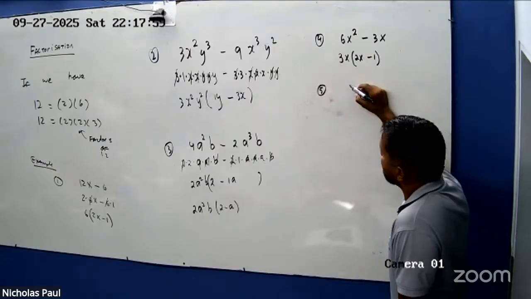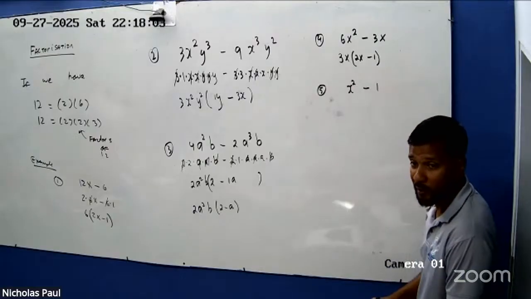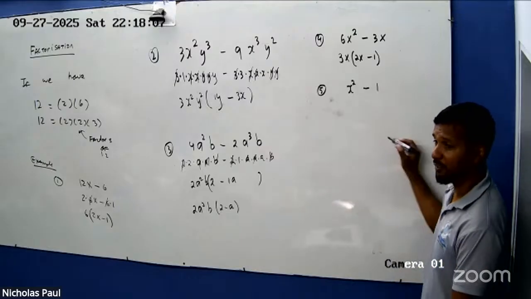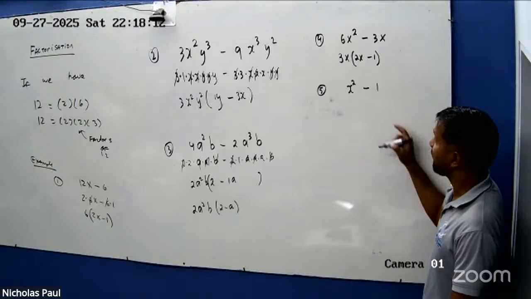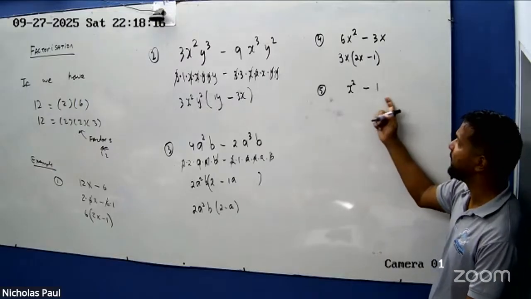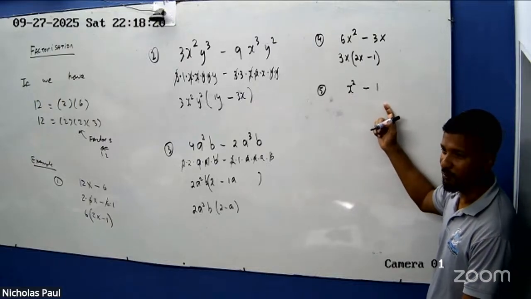Well, what about number 5? Suppose I gave you something like this. Suppose I said factorize x squared - 1. Can you factorize it? No, no mathematical good answer. How do we factorize something like this? Are you seeing anything in common? Inside, 1. Nothing really, right?